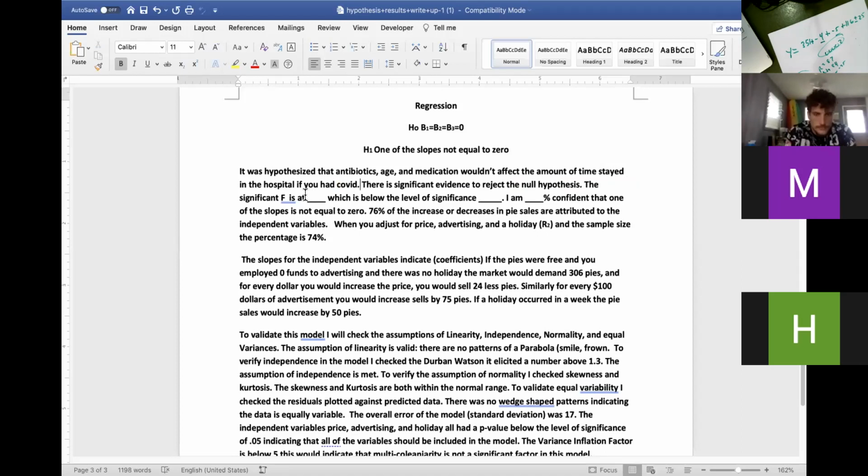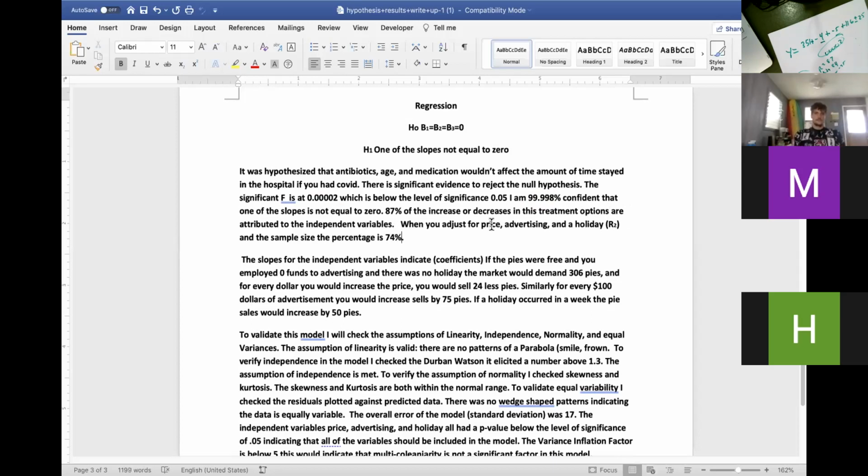There is significant evidence to reject the null hypothesis. Significant F was at 0.00004 zeros and then a 2, which is below the level of significance of 0.05. I am 99.998% confident that one of the slopes is not equal to 0. And then we'd say 87% of the increase or decrease in these treatment options is attributed to the independent variables.